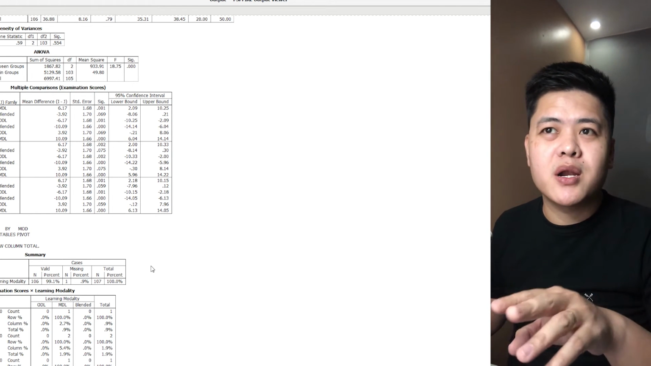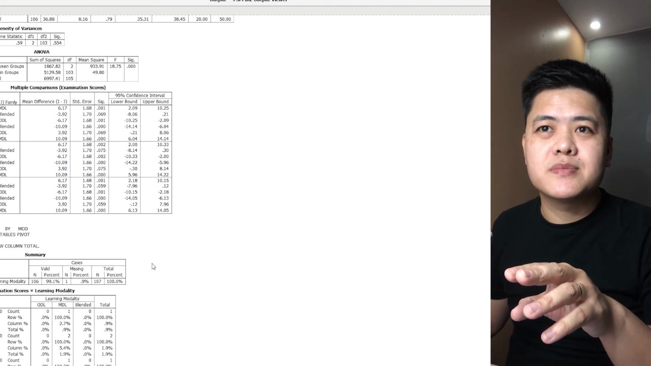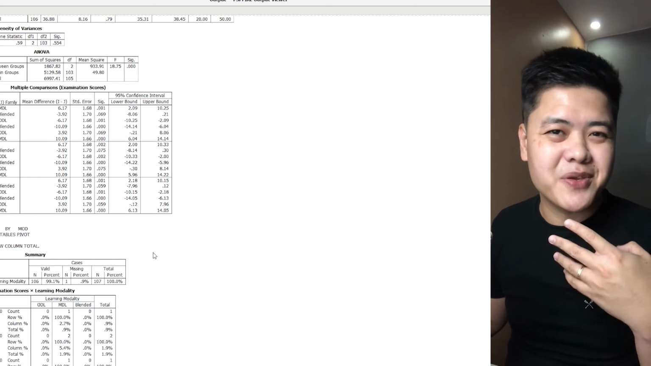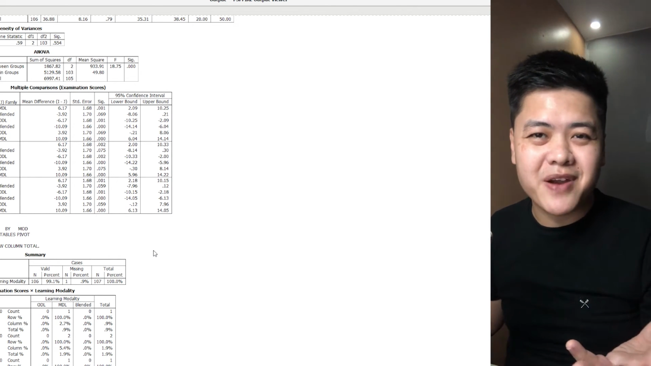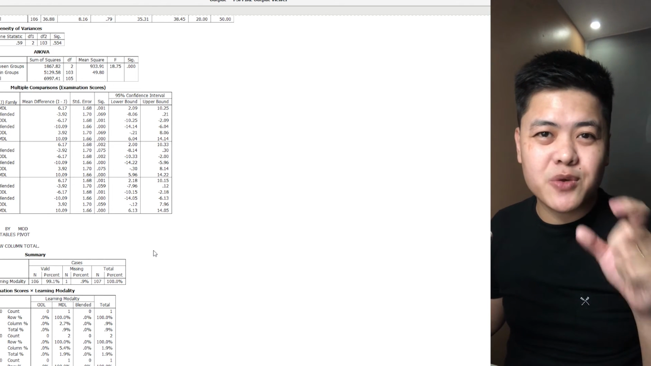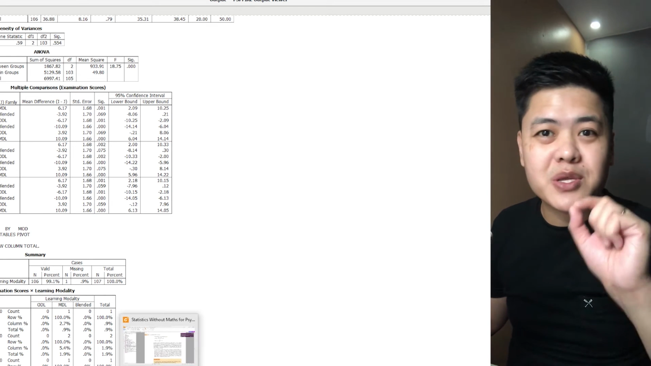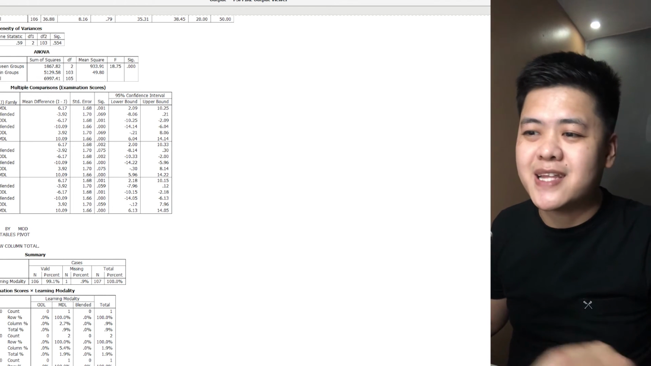We compare the groups. Kasi di ba, again, ANOVA will just tell you there's a significant difference. But the question is, sino yung naiba kanino? So yeah, we will do multiple comparisons. And we will also include the results of this on our textual analysis.